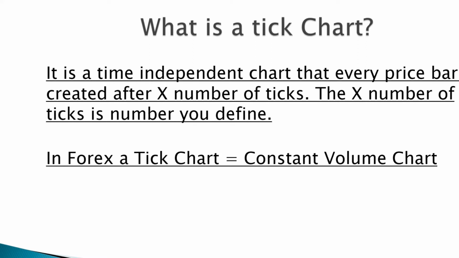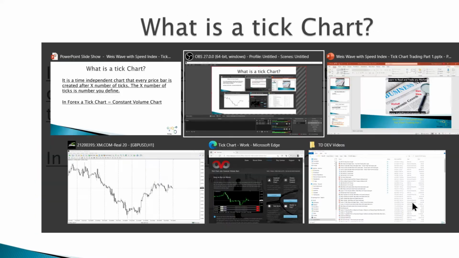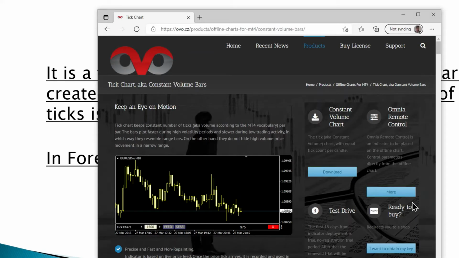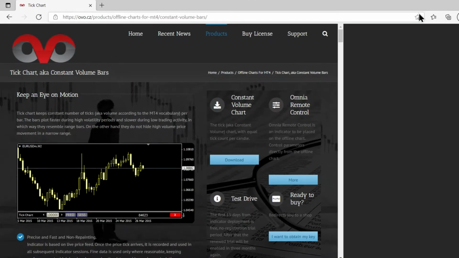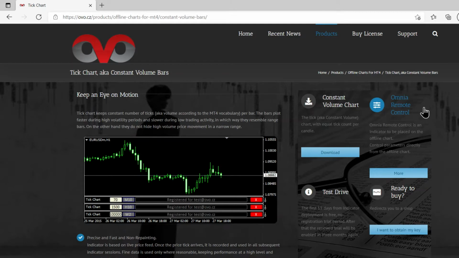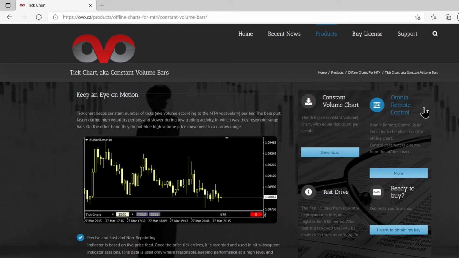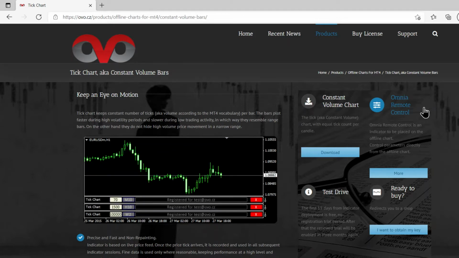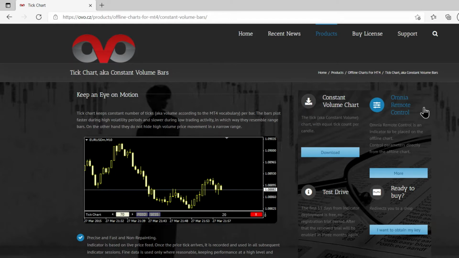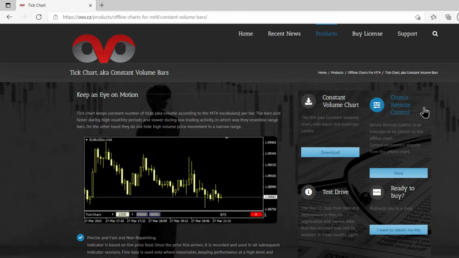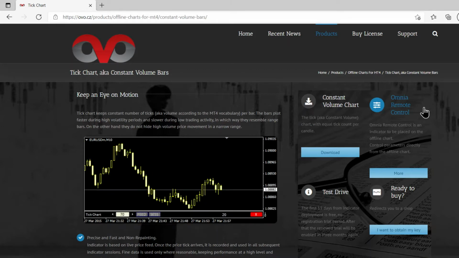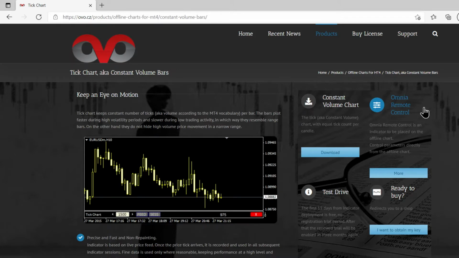So let's see where to find it. You can find many tick chart indicators for MetaTrader all over the internet. The one I'm using is coming from this site. I'm not trying to advertise this site, I'm just showing which one I'm using. The site is called OVO, and the guy Milan has written several indicators converting basically a time chart to anything else.